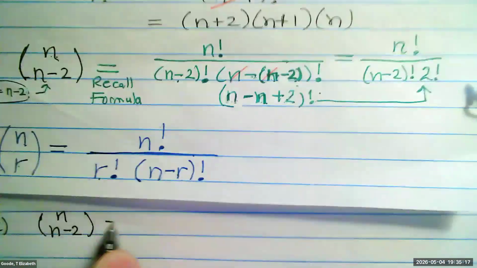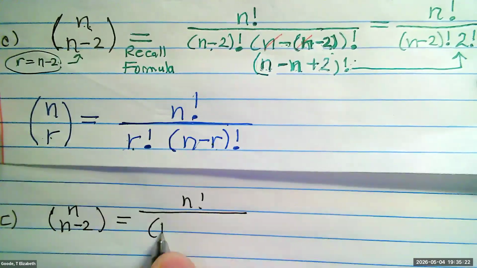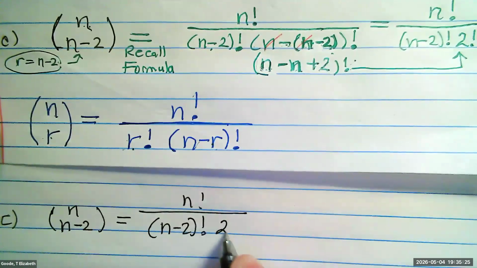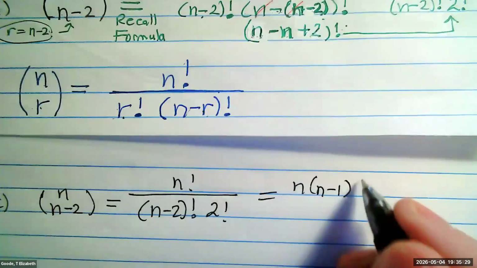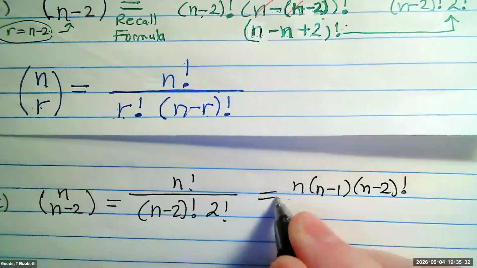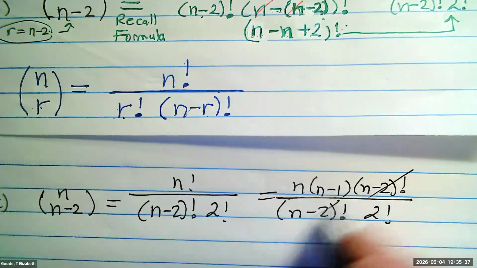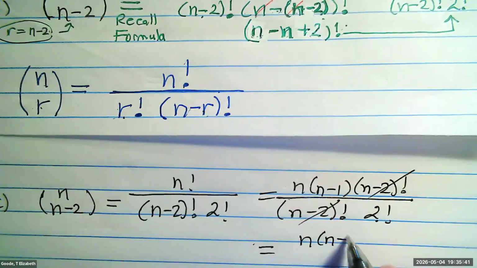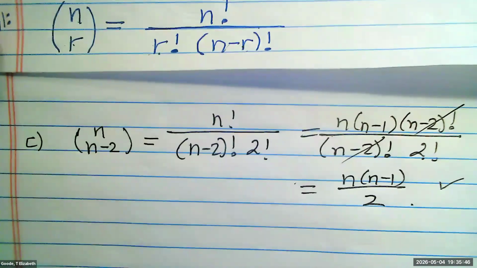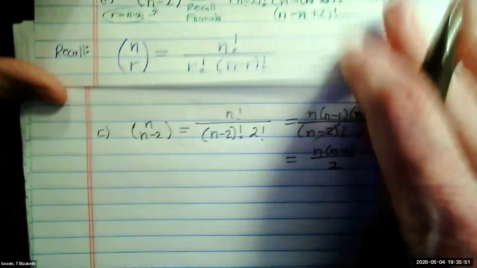We're not. It's n factorial over n minus 2 factorial times 2 factorial. So it's n times n minus 1 times n minus 2 factorial over n minus 2 factorial times 2 factorial. The n minus 2 factorials cancel. 2 factorial is just 2, so it's n times n minus 1 over 2. I just wanted people to see that, but that's actually the whole answer.